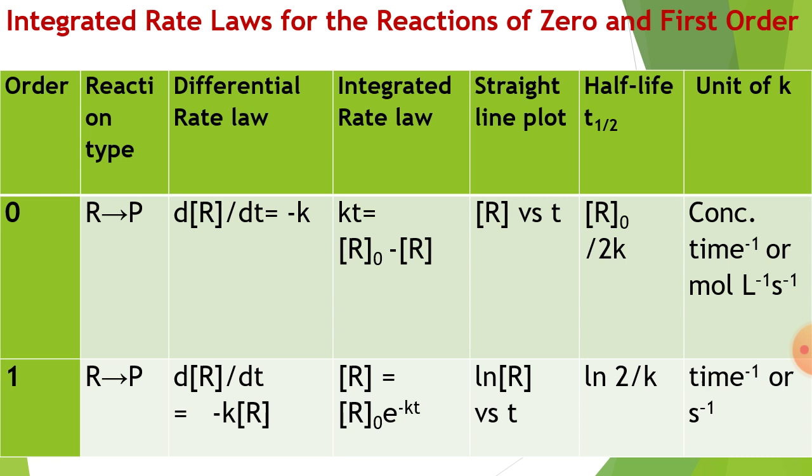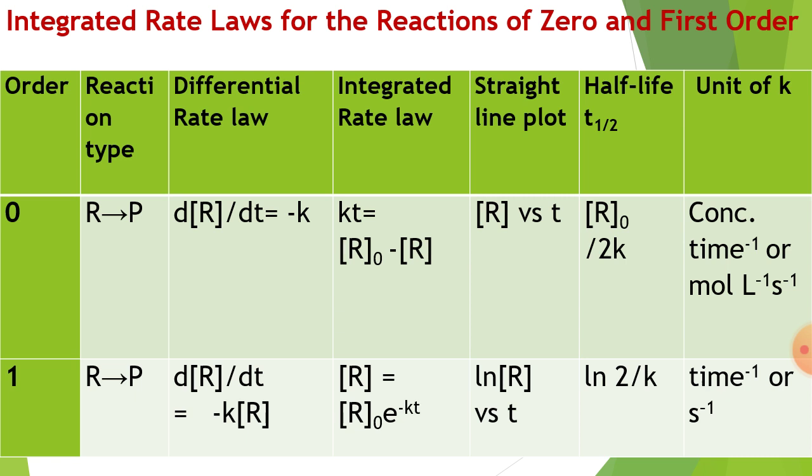Now dear students, overall we can explain the integrated rate law of zero and first order reactions. First we discuss the zero order reaction. So order 0, reaction type R changes into P. Differential rate law we can write like this: dR by dt equals minus K, because the rate does not depend upon the concentration of reactant.